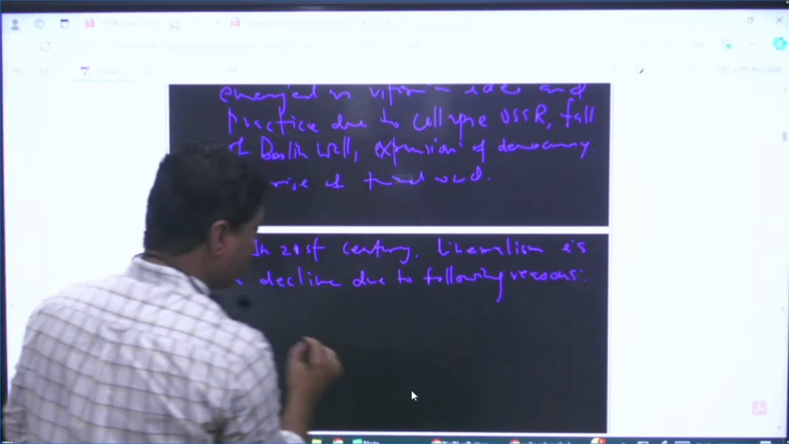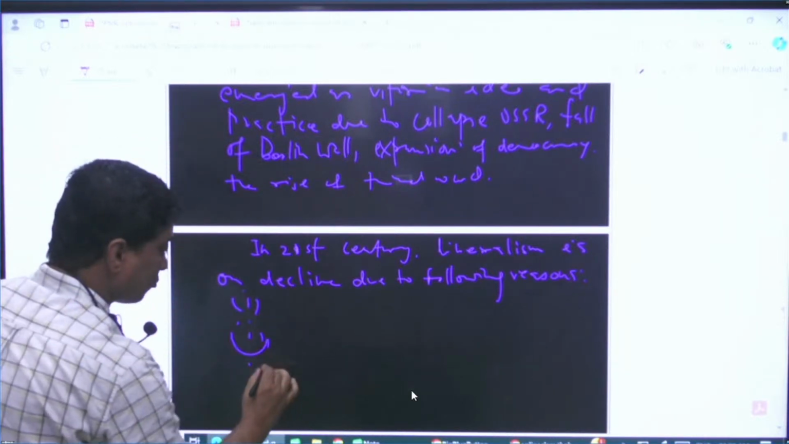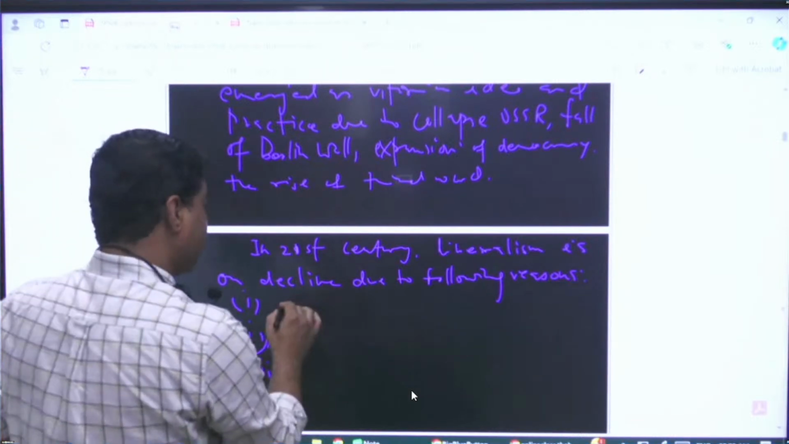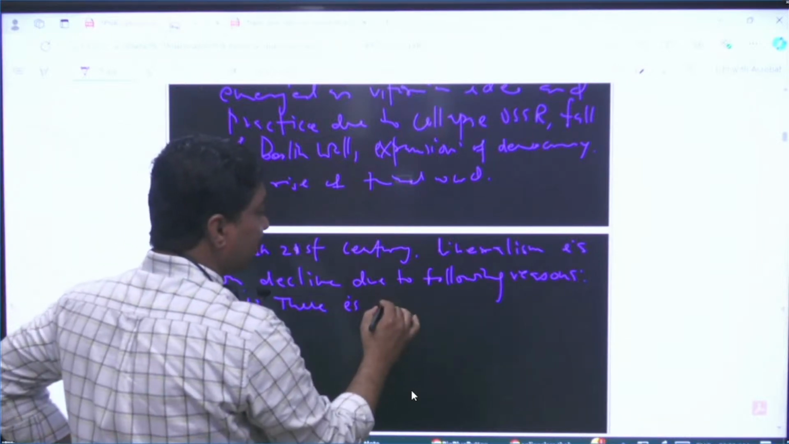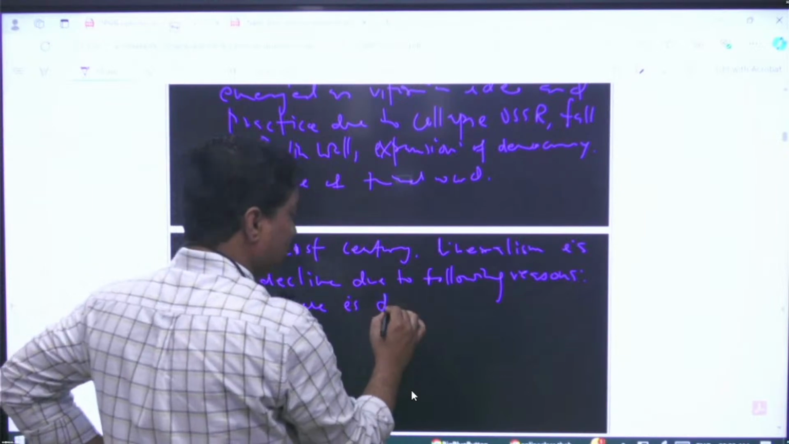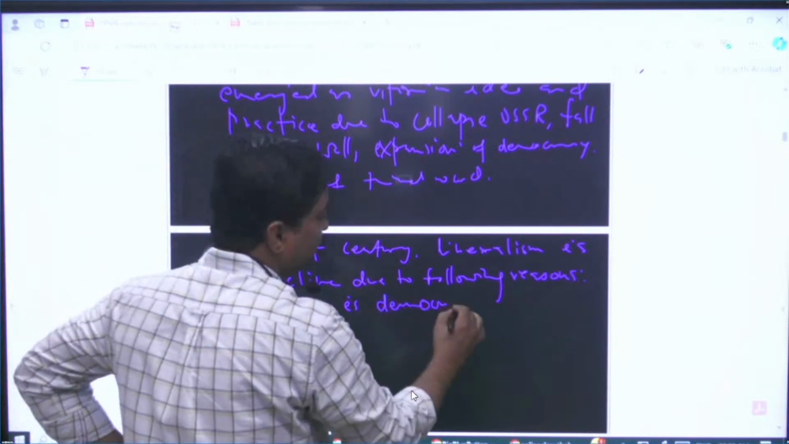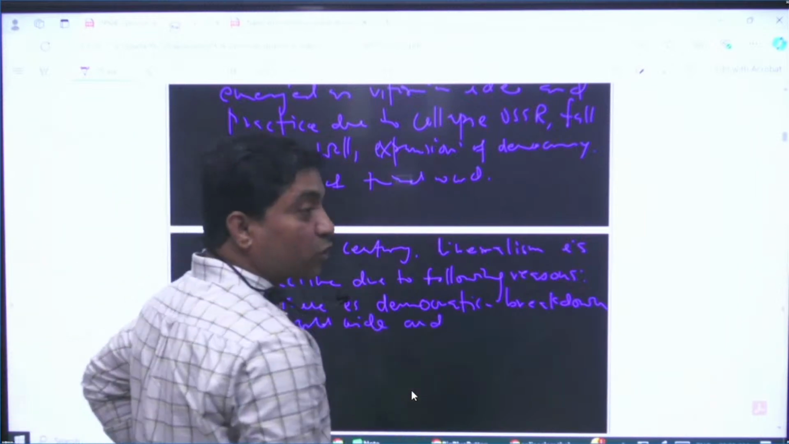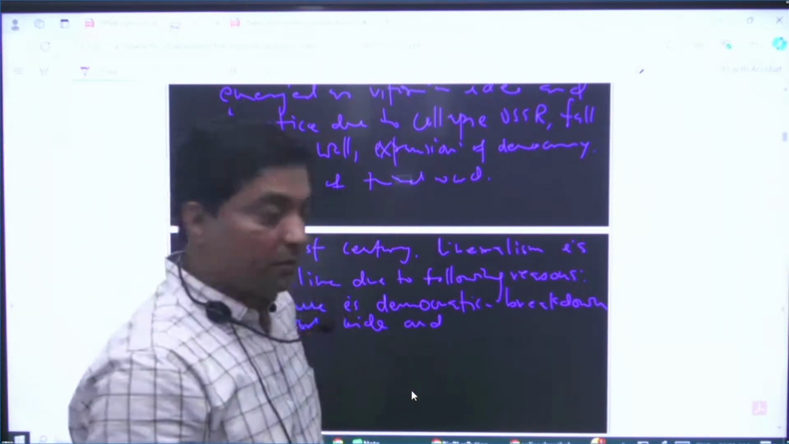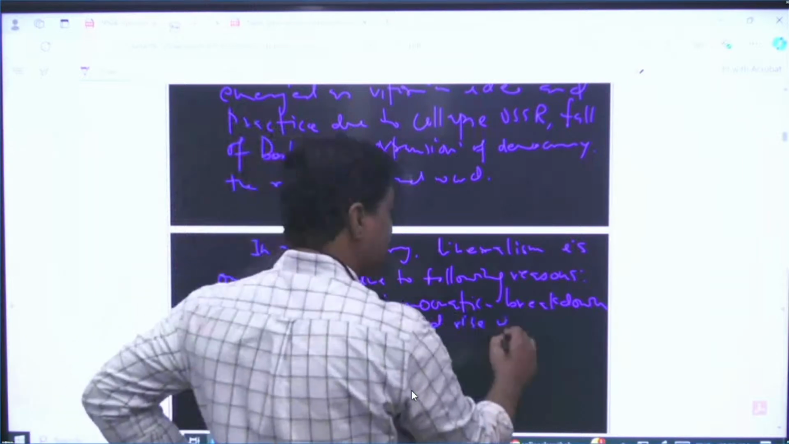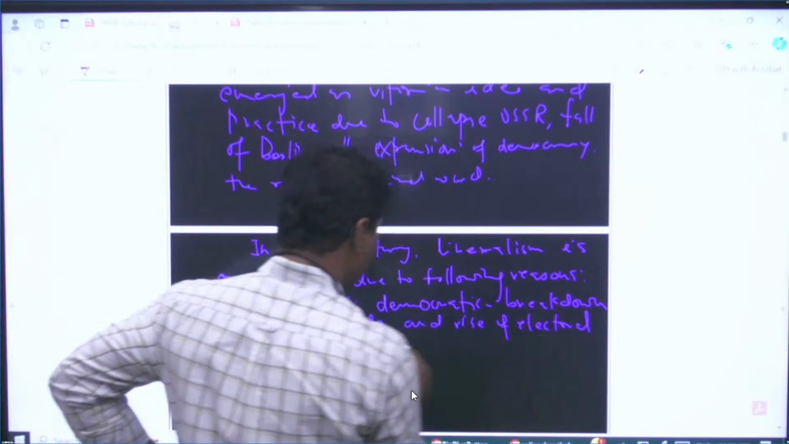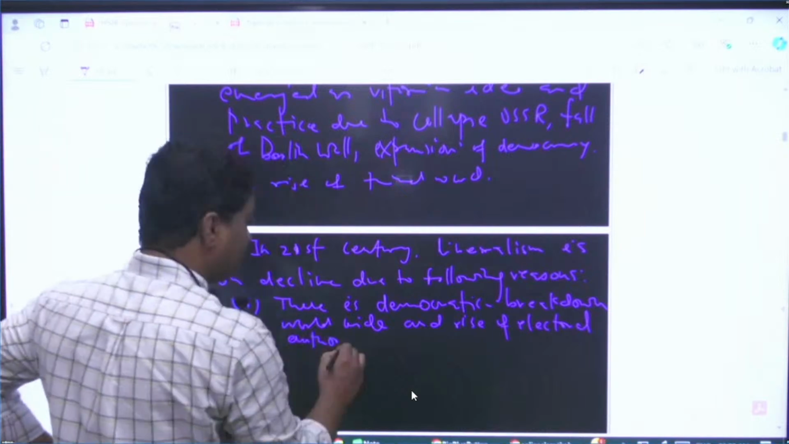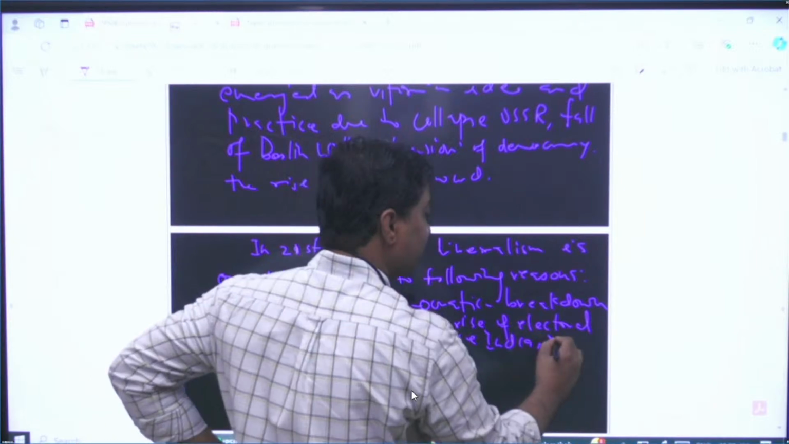Now you make at least 4 or 5 points. First, there is a democratic retreat or democratic breakdown worldwide, and the rise of electoral authoritarianism, examples like India and US.